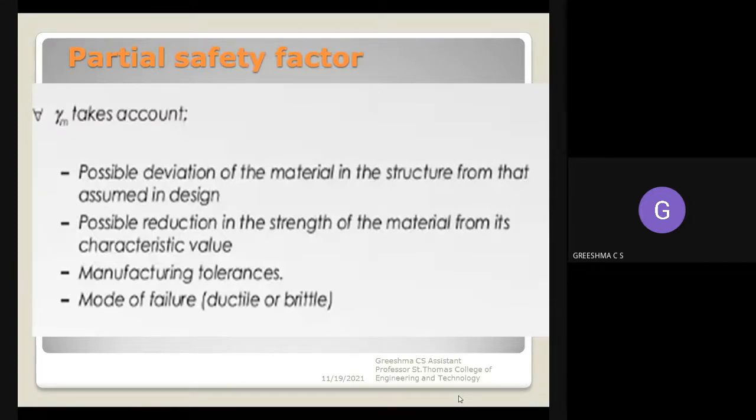So coming to the next one, that is partial safety factor. Okay, so partial safety for the loads. Why we are considering partial safety factor means, suppose I'm designing a structure.